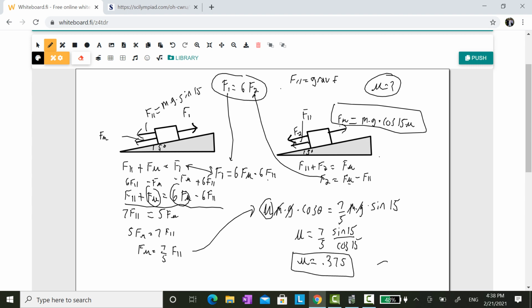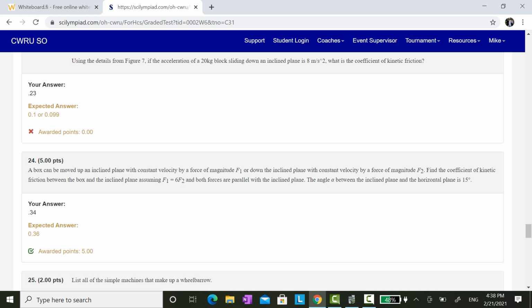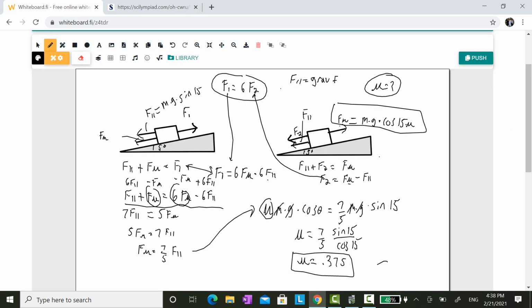And if I go back and look at the Science Olympiad test, the answer was 0.36. So I think that's the way to do it. If not, please let me know.